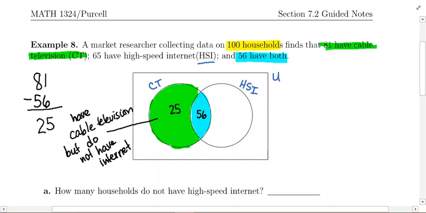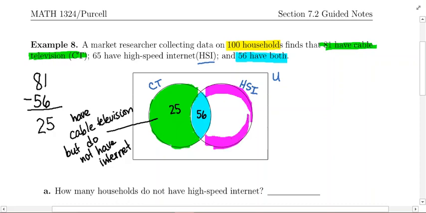Now if you add up the numbers in the entire circle, the green part plus the blue part, the 25 plus the 56 is going to give you the 81 people who have cable. So everything in the cable circle has to add to 81. All right, we're going to do the same kind of thing to label this part over here. So we're moving on to the internet circle.